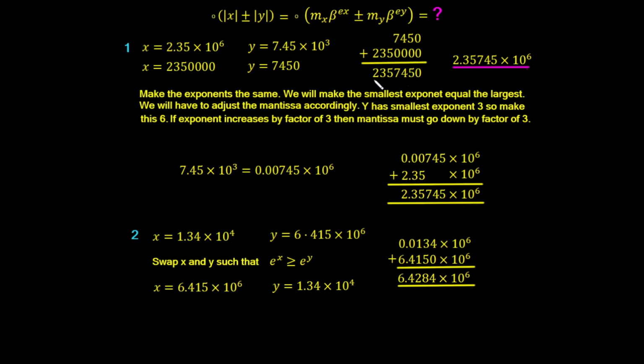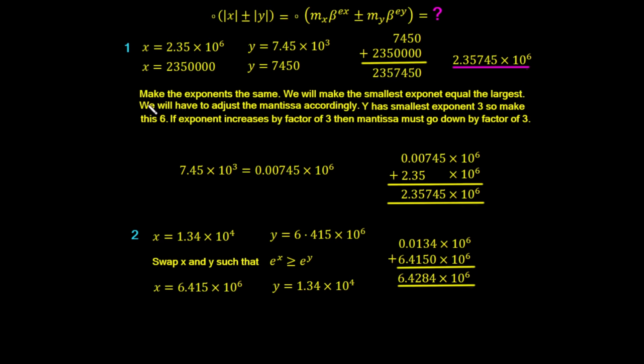We would add them together and we would get this number here. And then we could put it back into our exponent format. That would be our value 2.35745 times 10 to the 6. So we would just be taking our full stop here 6 places along, 1, 2, 3, 4, 5 and 6.